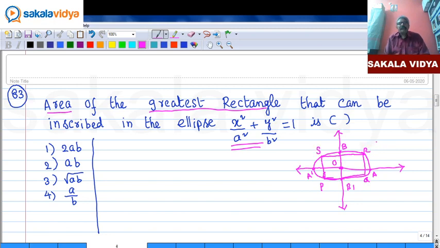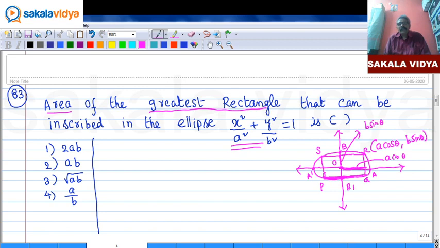See, any point on the ellipse can be taken as, R point is A cos theta comma B sin theta, parametric equations. So that means first we shall find out the length of the rectangle. Length of the rectangle, I will explain. This length is equal to A cos theta, and this length will be B sin theta.